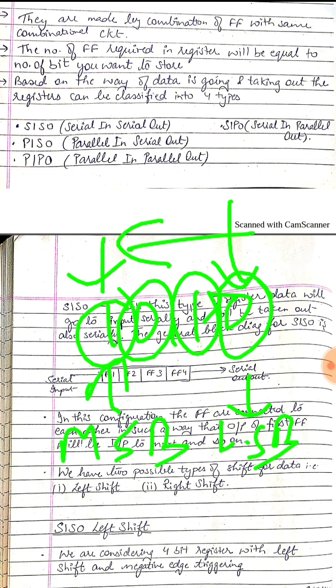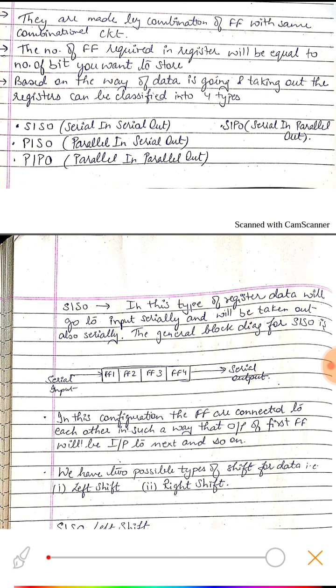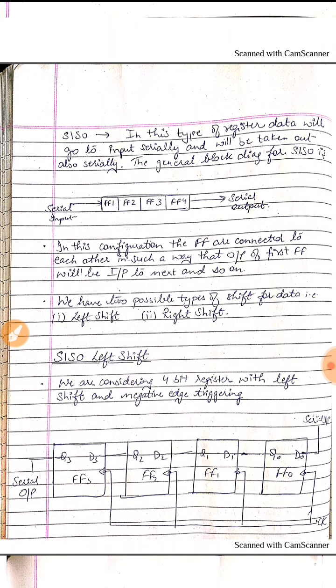Okay, so let's see first the serial in, serial out, left shift. Let us consider a 4-bit register with negative edge triggering, and you all know what negative edge triggering is.